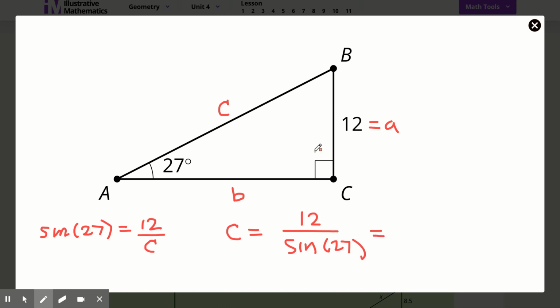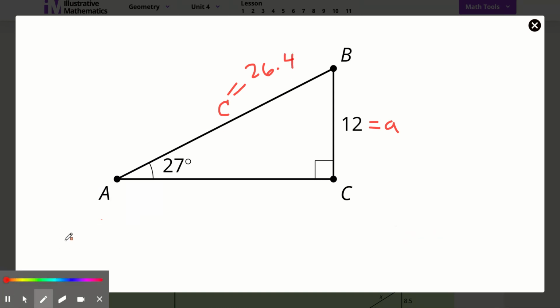And now what I do is I put that right into my calculator. All right, after calculations, this answer is 26.4. So now I can say that C is equal to 26.4.